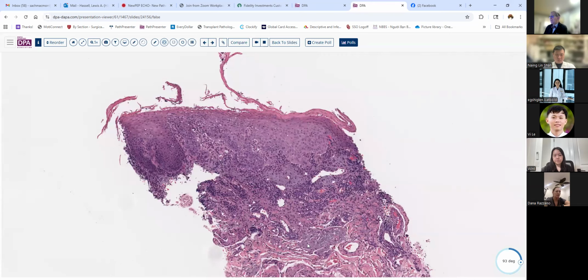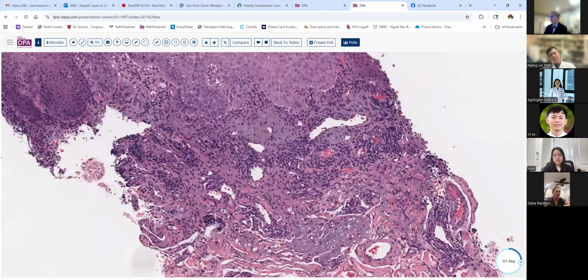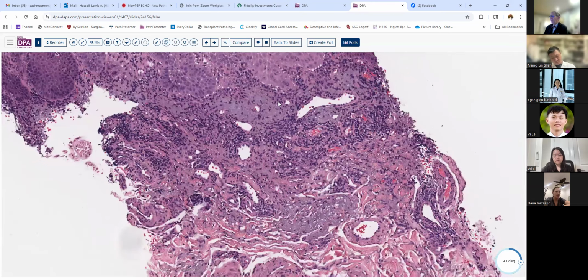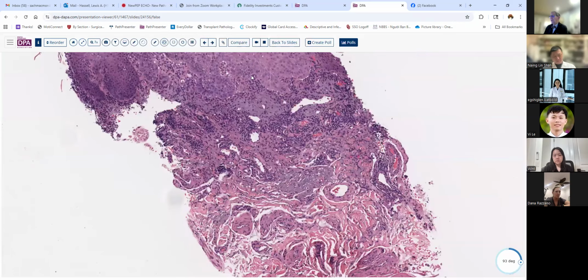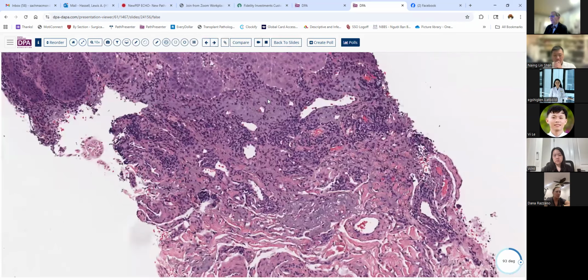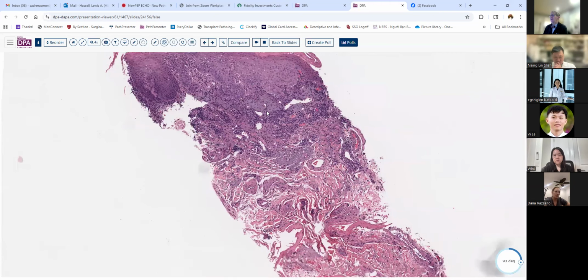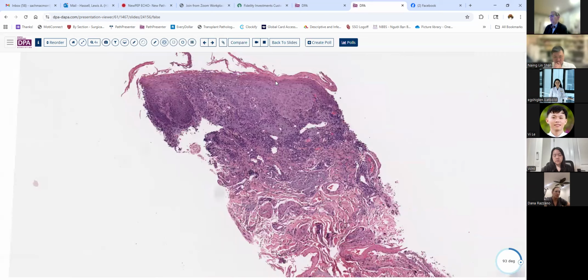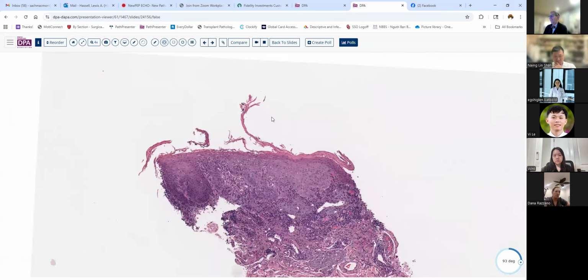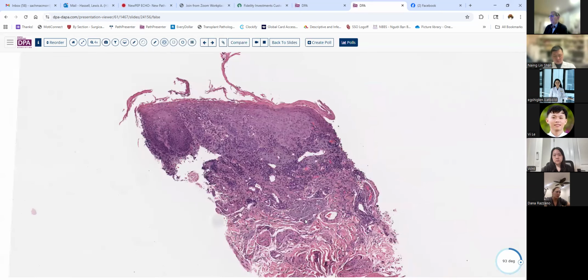Here you can see how deep sometimes this actinic damage goes. Here we're probably a millimeter or more from the surface. I don't have a measuring tool on this slide, but if you were to go from here down to here, you're probably well over a millimeter in terms of depth. So probably this patient had some pretty significant sun exposure for whatever reason.